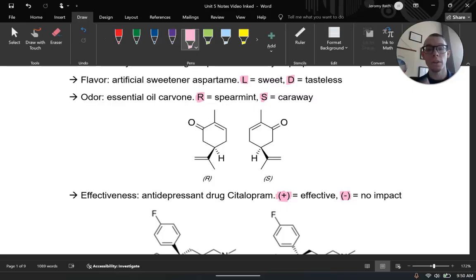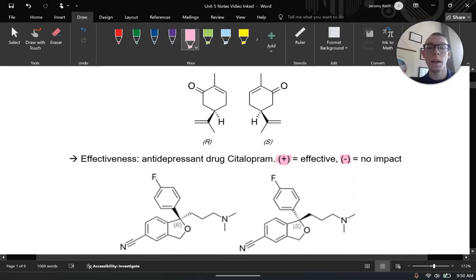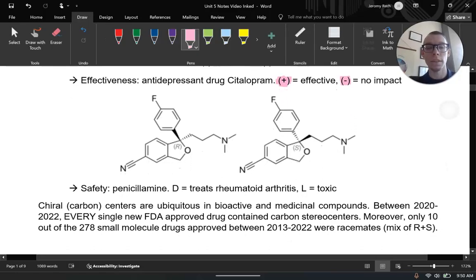So just a small set of examples here. We can see in terms of flavor of an artificial sweetener, one is a sweet taste, meaning it's an effective sweetener. The other one is tasteless. In terms of odor, here's an essential oil, and I have the two different structures there. One smells like spearmint, and the other one smells like caraway. In terms of effectiveness, and this has a huge impact in terms of drugs and medicines, we're actually going to do a real world application that's going to surround that.